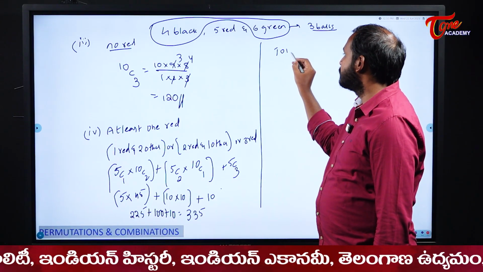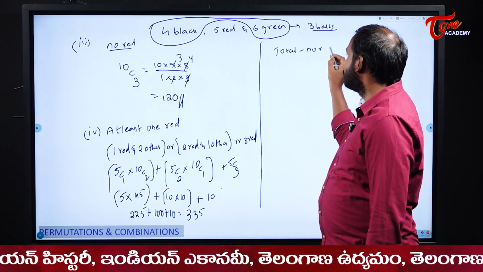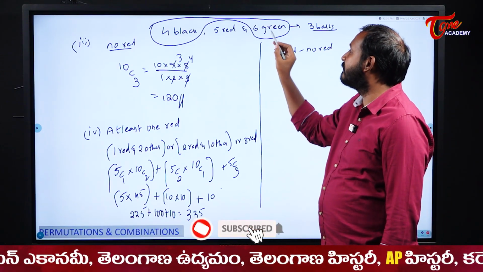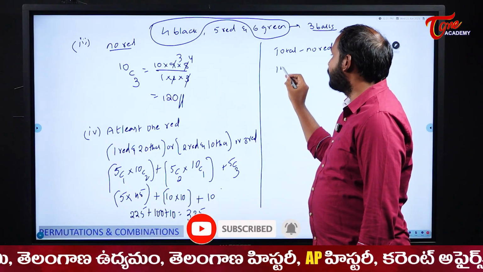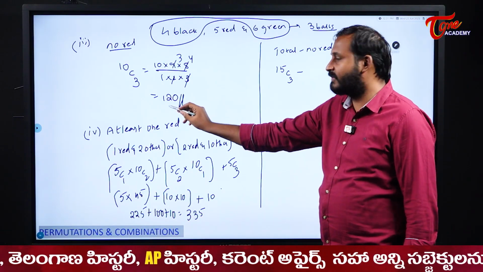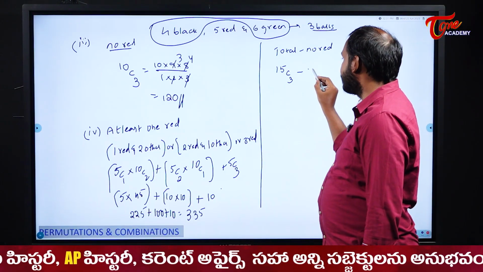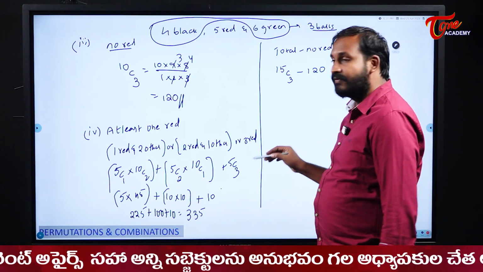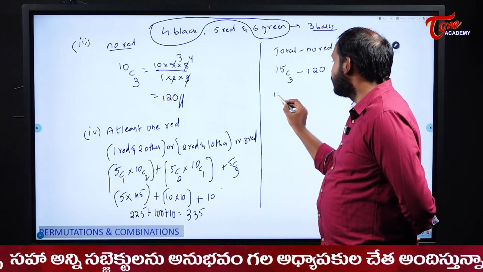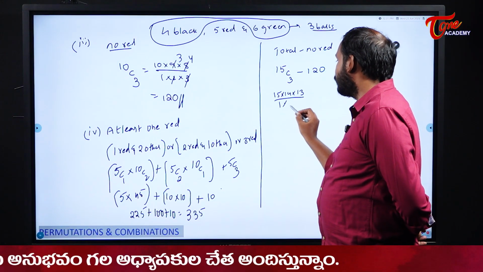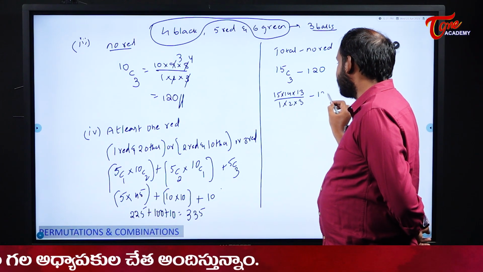The other method is total minus no red. Total how many balls are there here? 15. From 15 I need to choose 3. So 15C3 minus no red case, which we just calculated as 120. So 15C3 means 15 into 14 into 13 by 1 into 2 into 3, minus 120.